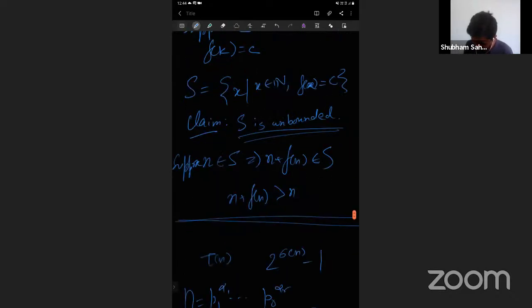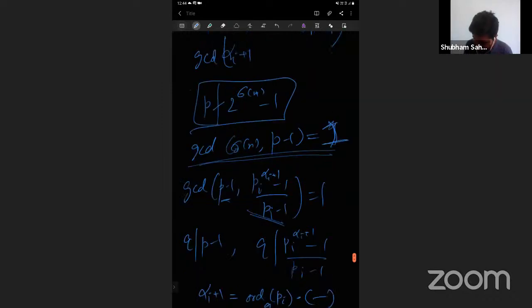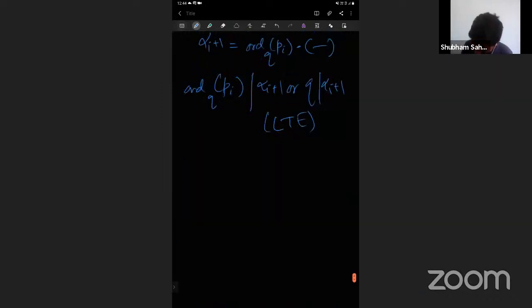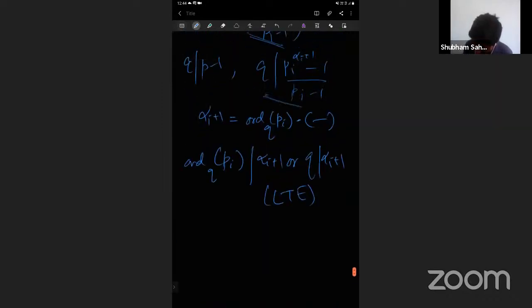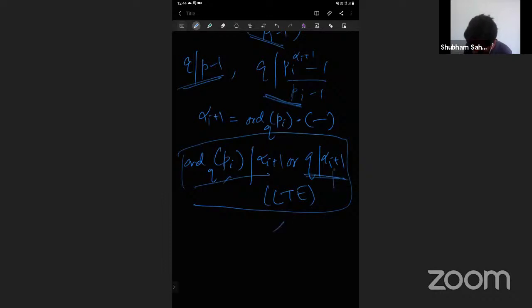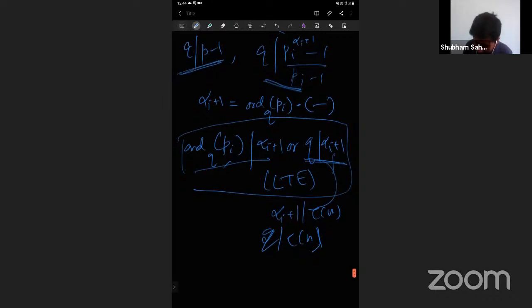So anyway, if this happens, then you must have this thing happening or this thing happening. The thing is, q divides p minus 1 and q divides alpha i plus 1, but alpha i plus 1 divides tau n. So this would imply that q divides tau n, which would be a contradiction because q divides p minus 1 and p was the smallest prime factor of tau n. So this cannot happen. So you must have that this is happening.